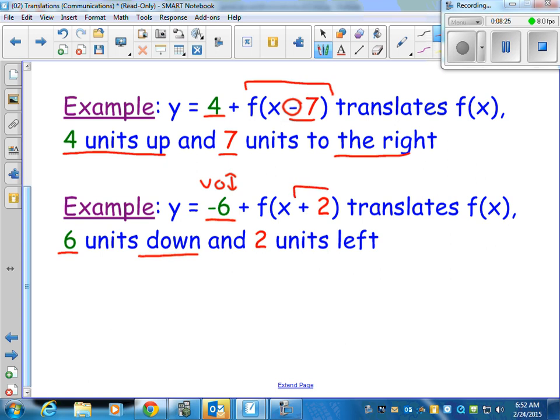And then we've got a plus 2 inside the parentheses, inside the function. Okay, head shake rule tells us we don't trust the positive value. So it's not going to move the graph to the right. It's going to move it 2 units to the left.